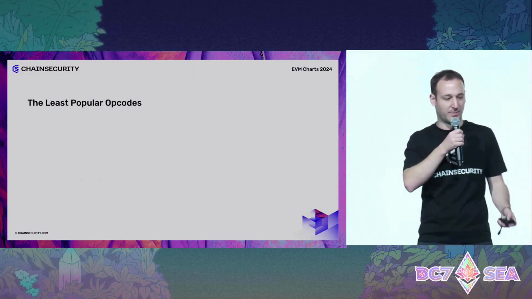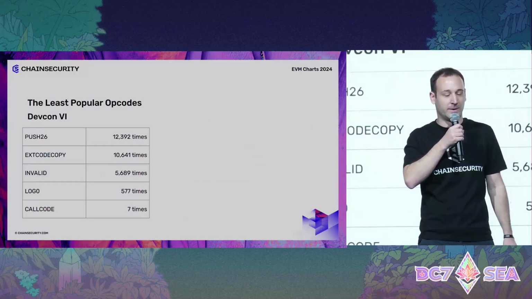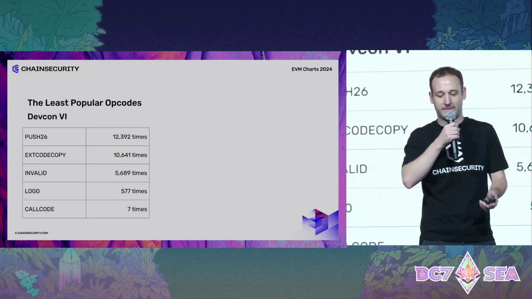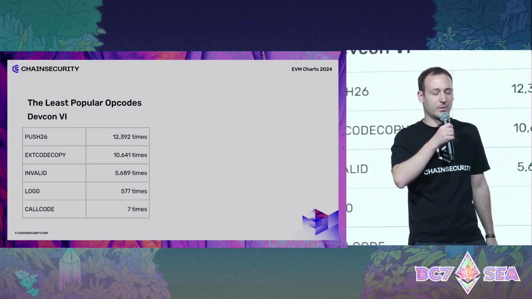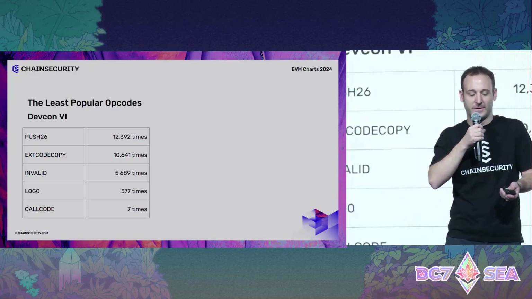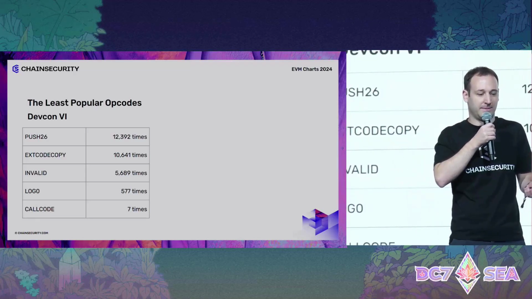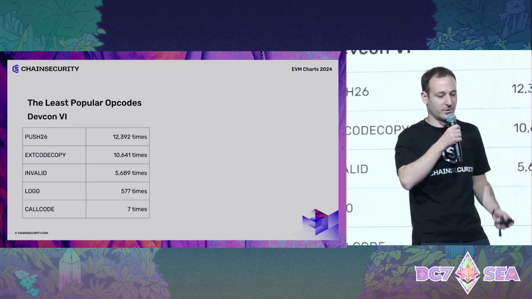Moving on to the least popular opcodes. Least popular opcode is callcode. This is basically a less helpful variant of delegatecall, and it's used really few times only. Log0 just emits log events with 0 topics, and invalid opcodes basically simply consume all the gas of the current context when they are called.